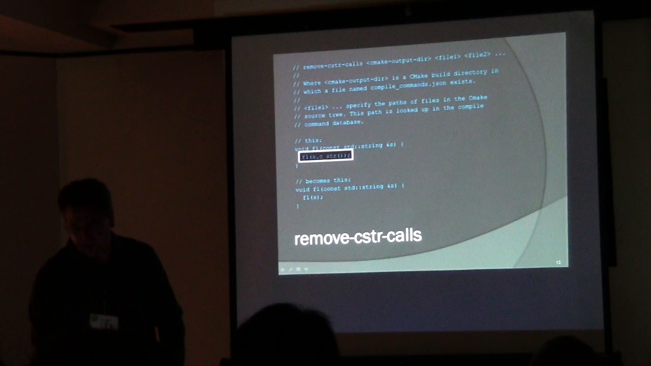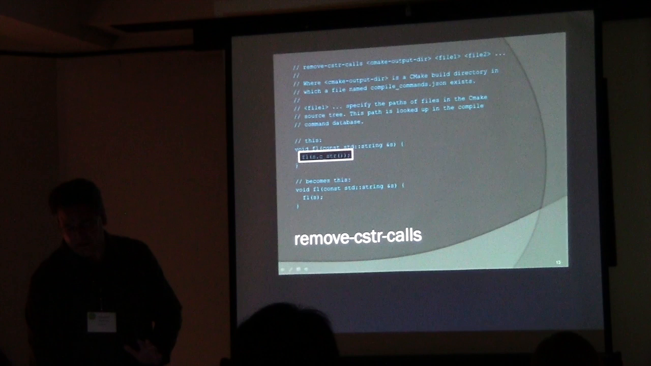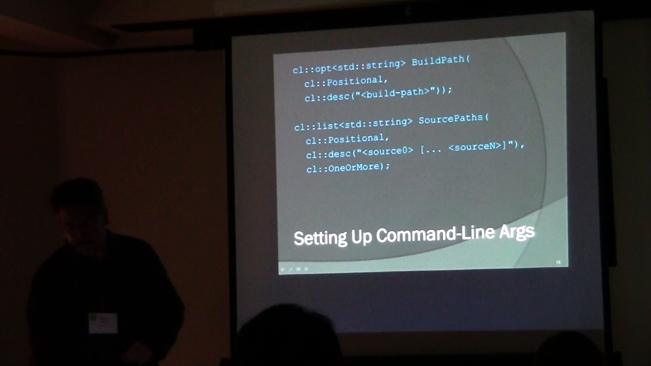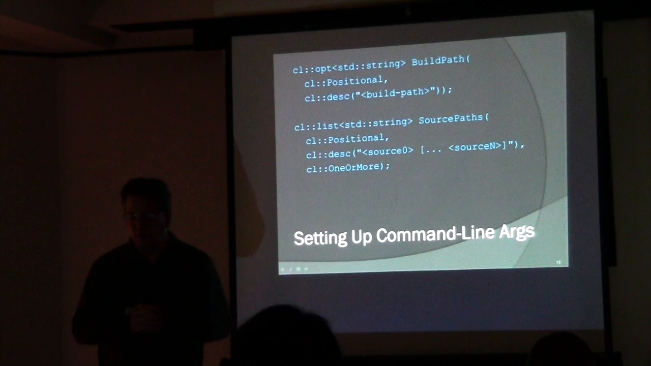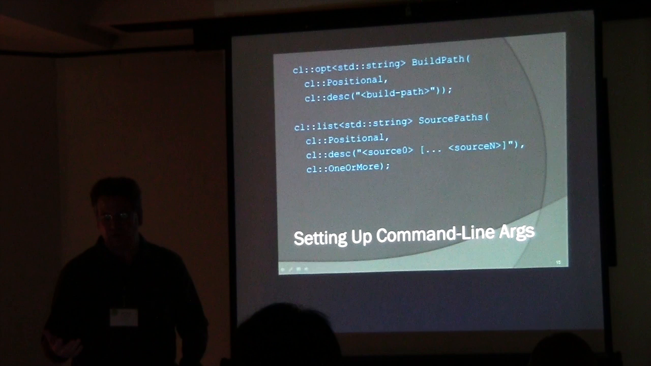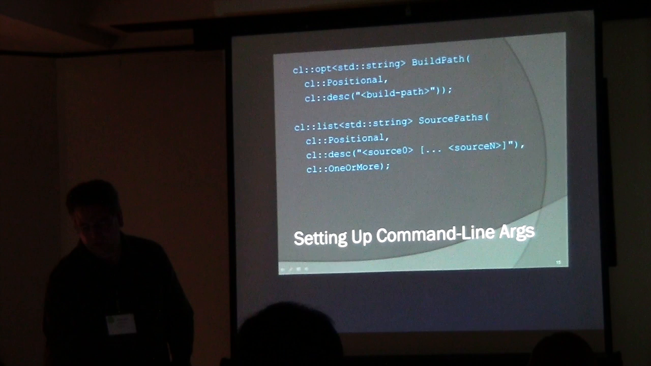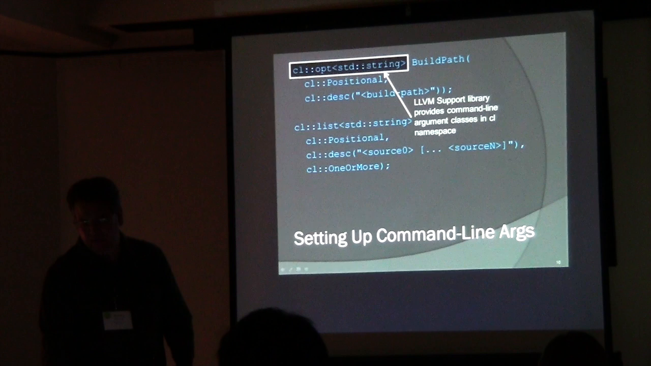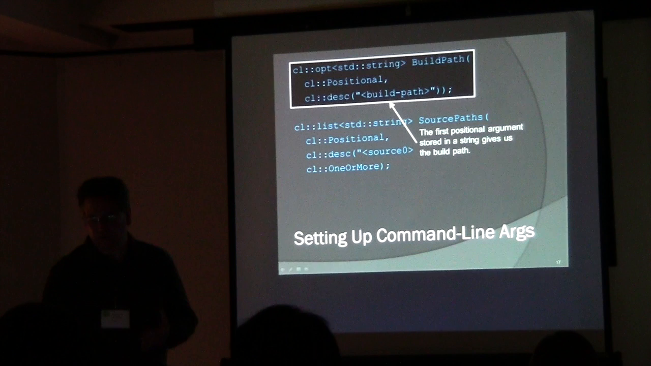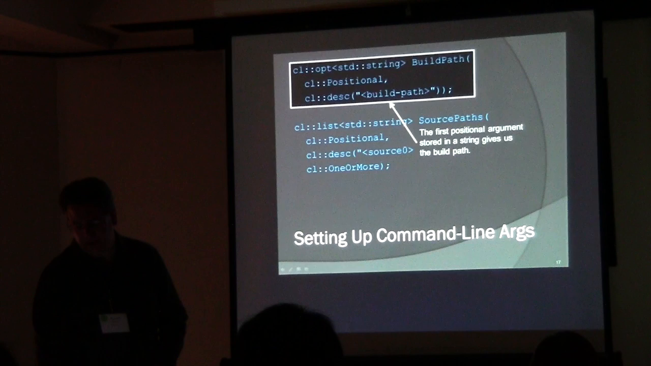Anyway, so we're going to remove that. This tool will remove that call to CSTR. And so let's take a look at how this code is put together. The first thing, if you opened up the source file for remove CSTR calls in the Clang distribution, that's interesting is there's a couple of command line arguments. The LLVM support library gives us a class for handling command line options. The first positional argument in the command line to remove CSTR calls is the path to your build directory. And then there's one or more source files.